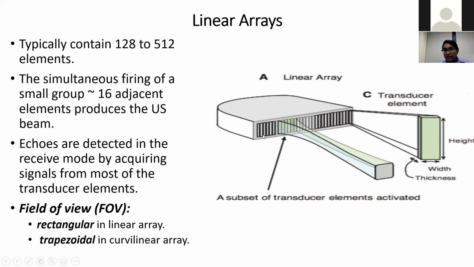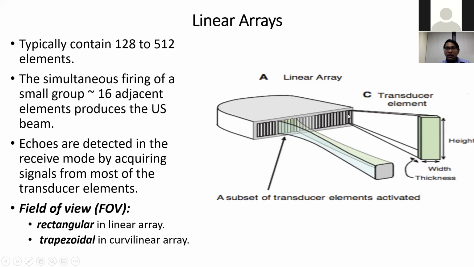These elements are diced so that they can be fired as sub-apertures. If you take all these elements together, this is called the aperture of the transducer. But if you take a small subset of elements, this is called the sub-aperture of a transducer. So for linear arrays, we typically use sub-apertures, or a subset of transducer elements, to create images.